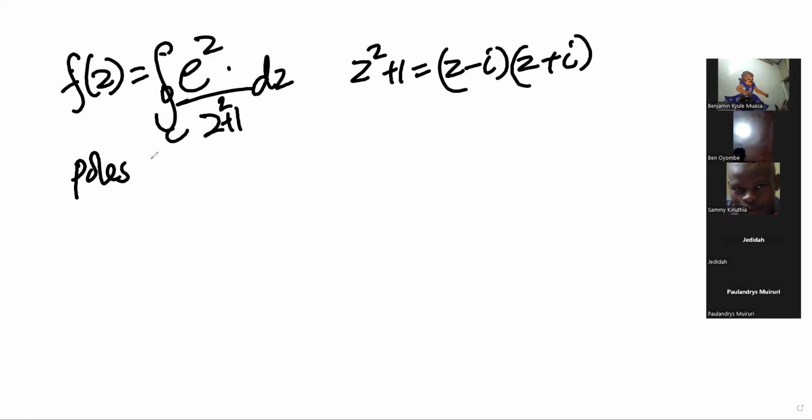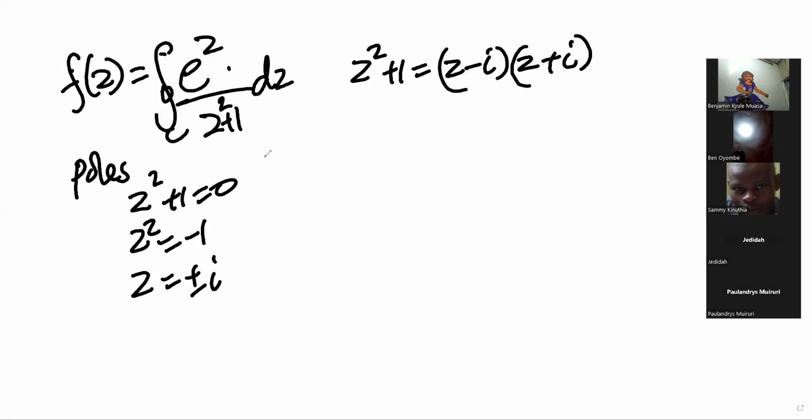The poles are found when you set the denominator equal to 0. So we have z squared plus 1 equals 0, so z squared equals minus 1, so z equals plus or minus i. These are the poles now.